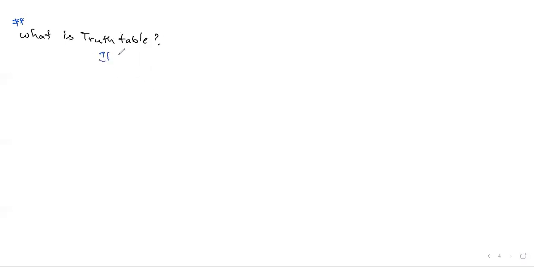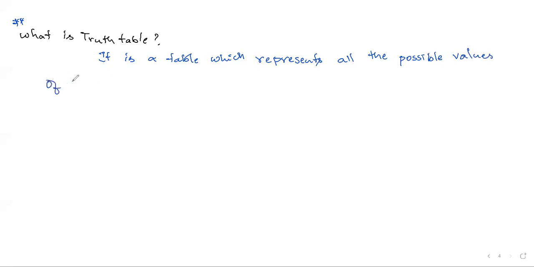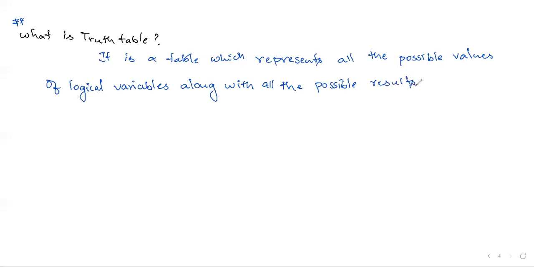It is a table which represents all the possible values of logical variables along with all the possible results for the given combination of values.